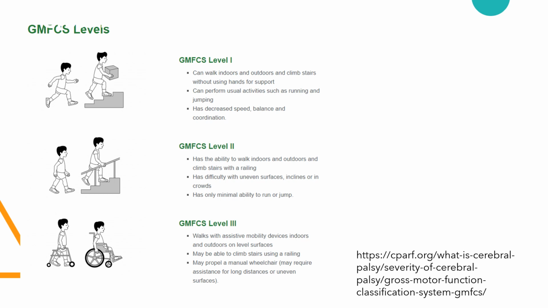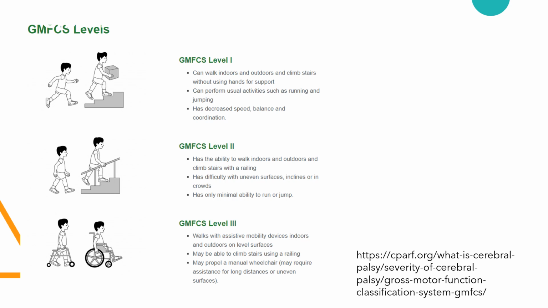Individuals in level 2 can walk independently on level surfaces, but may require assistive mobility devices such as walkers or crutches for longer distances or in crowded environments. They may experience difficulties with uneven terrain or long periods of walking.